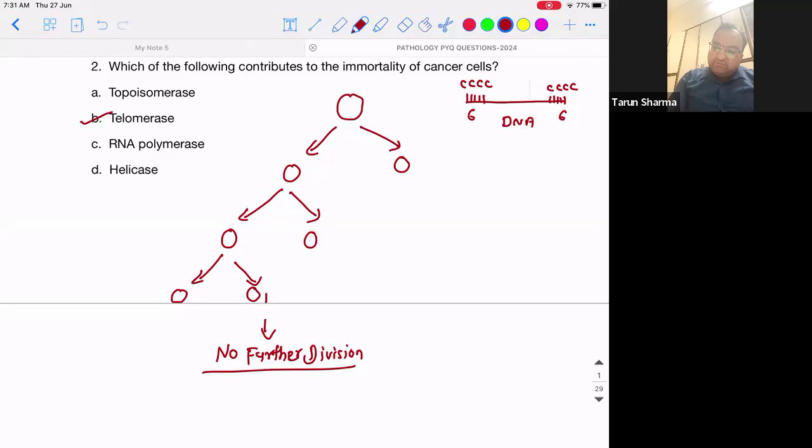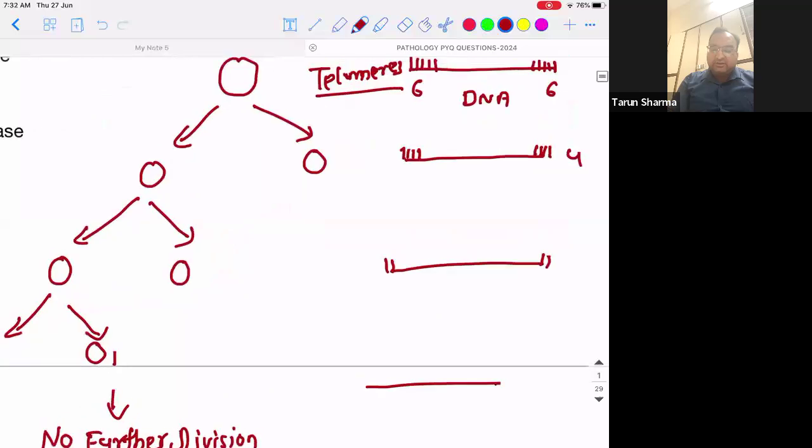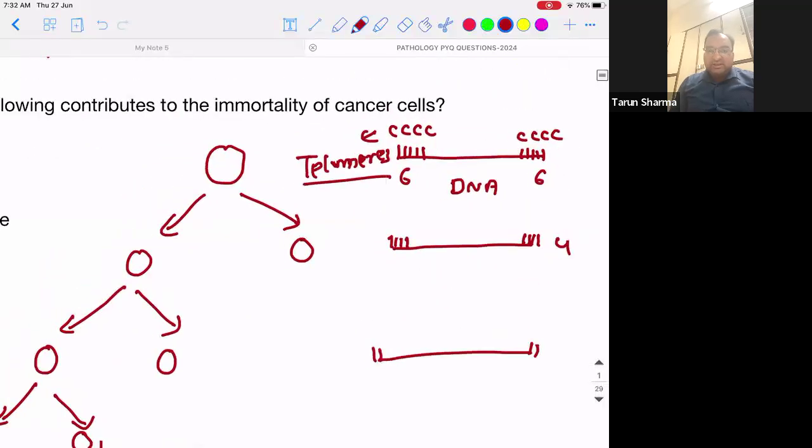After every successive cell division, the ends are getting shortened. In the next cell division, only 4 repetitive nucleotides remain. After the next phase, only 2 nucleotides are present at the end. And after this division, there are no nucleotides present at the ends of the DNA. What are these repetitive nucleotide sequences called? They are called telomeres. The repetitive nucleotide sequences present at the ends of the DNA are called telomeres.